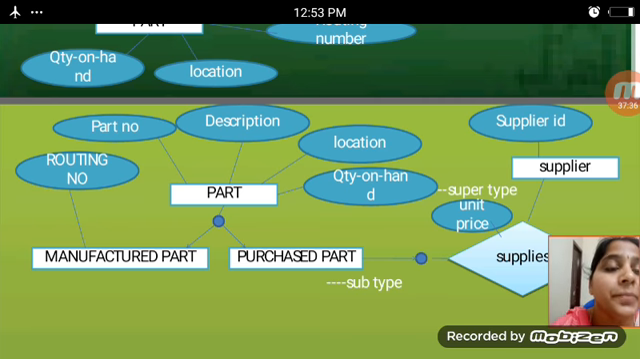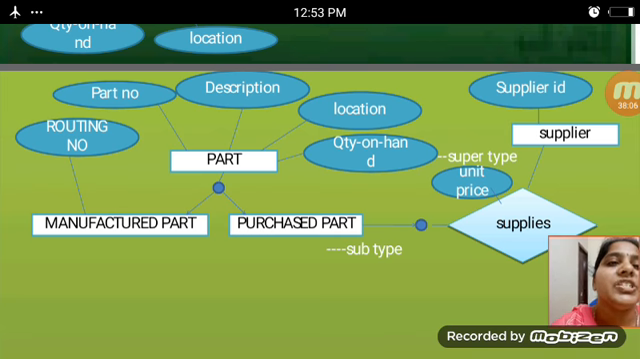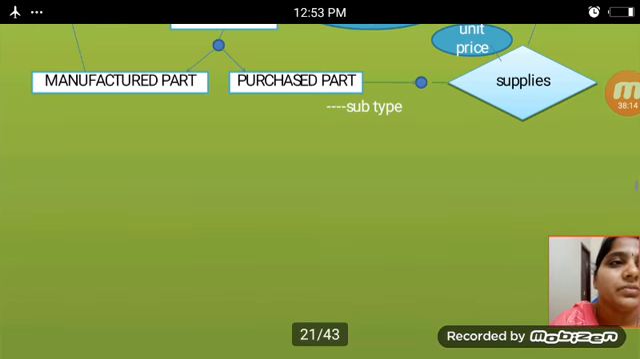Part is the supertype, which is divided into subtypes: manufactured part and purchased part. Part has the routing number, manufactured routing number, part number, description, location, and quantity on hand, which is connected within the relationship, that is, unit price. A supertype relationship is there, and supplier is there, supplier having the supplier ID, which is divided in a top-down approach. This is about specialization.